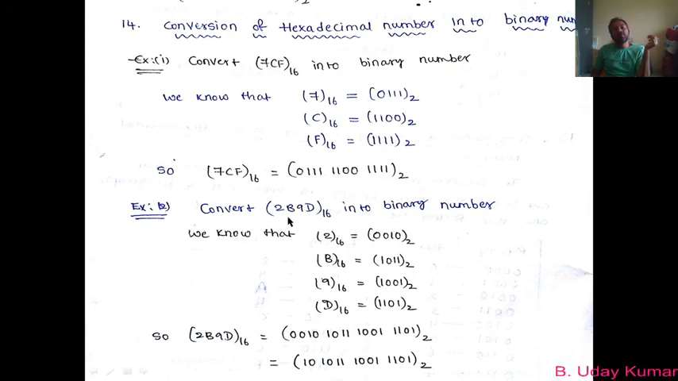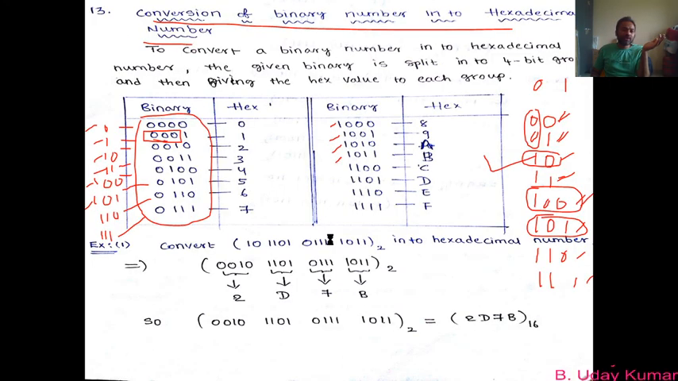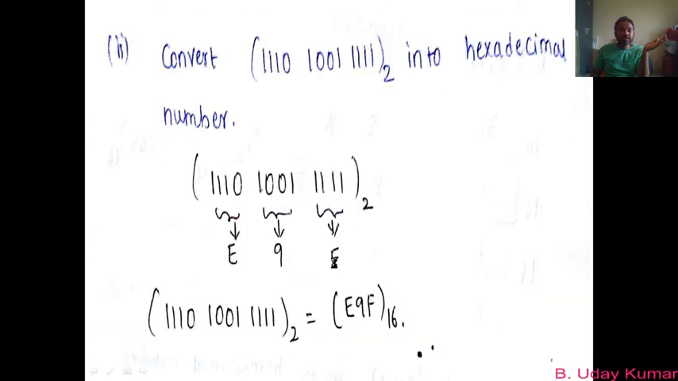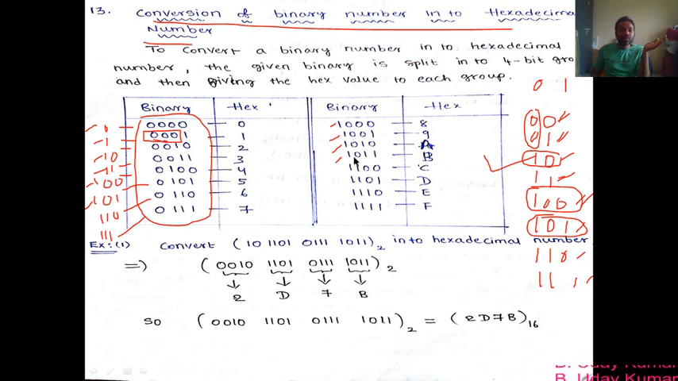Now let us take one more example. Let us try to convert 2B9D to the base 16 into a binary number. So as you already know, we can write this 2B9D to the base 16 separately. So 2 to the base 16, B to the base 16, 9 to the base 16, and D to the base 16. So 2 to the base 16 is nothing but, you just go to this one, yeah. 2 to the base 16 can be written as 0010 to the base 2. The equivalent binary number is this one. And similarly B, what is B? The value of B is nothing but 1011.